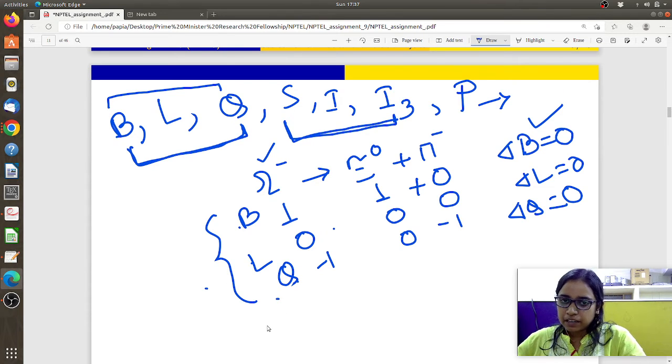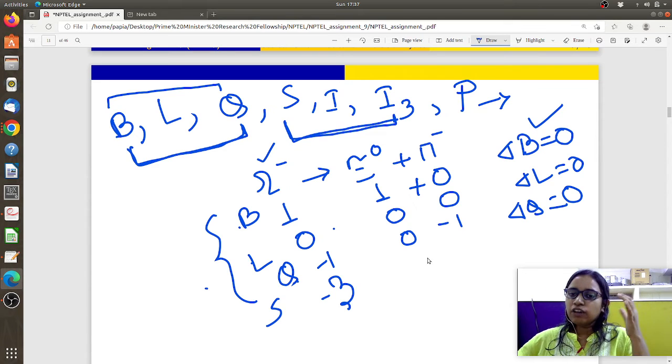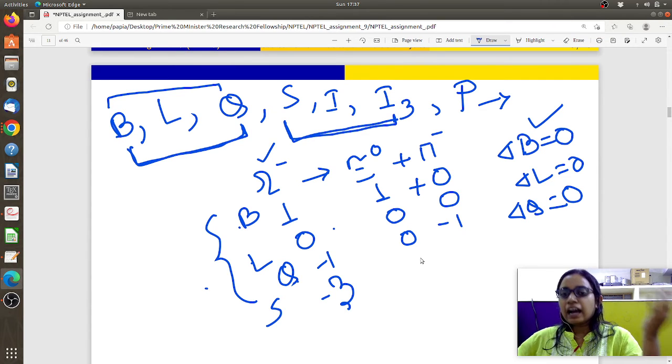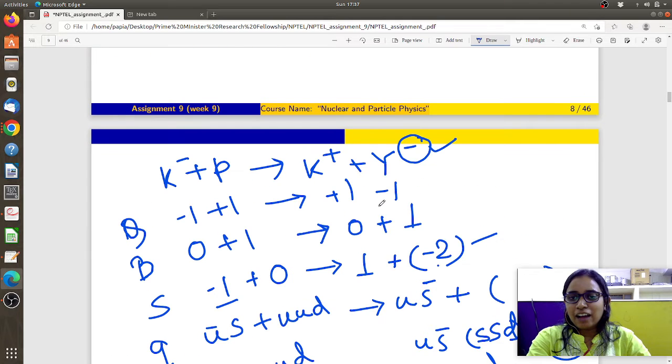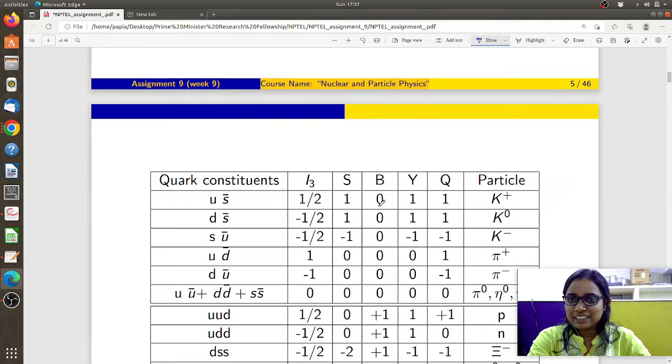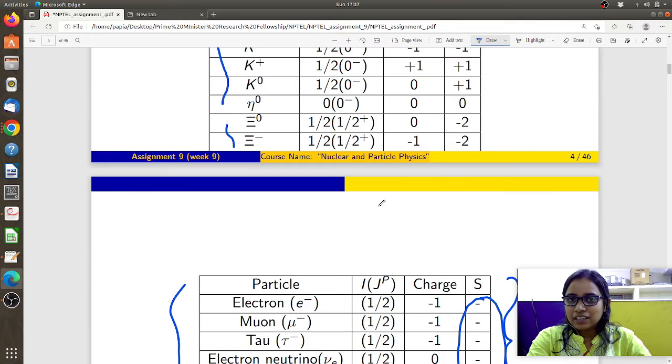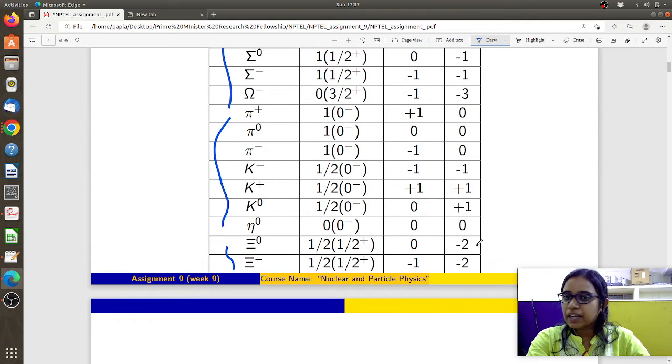Now coming to the S part. Omega minus has S equal to minus 3. At the very first I was saying that you have to remember some of the particles with their strangeness number, I3 and all these things, because it's a very important thing. So cascade 0 has what? I totally forgot. We have to check the cascade 0 strangeness number. The strangeness number for cascade 0 is minus 2.